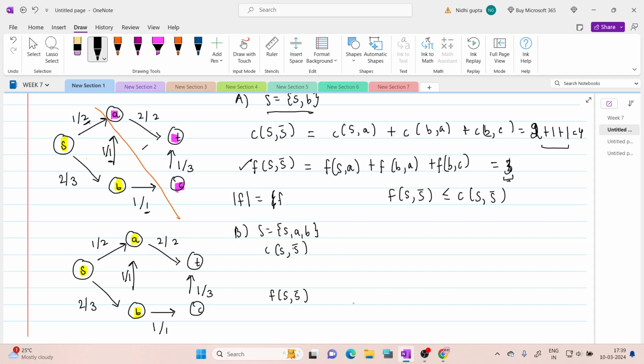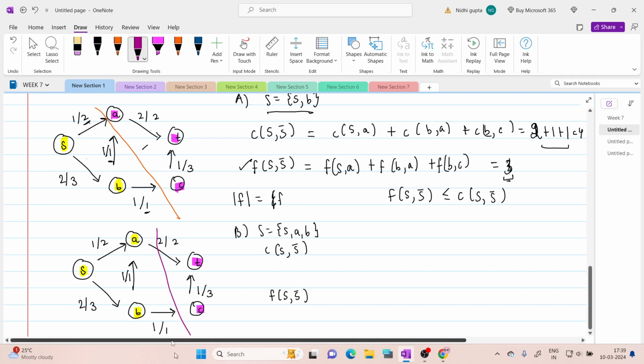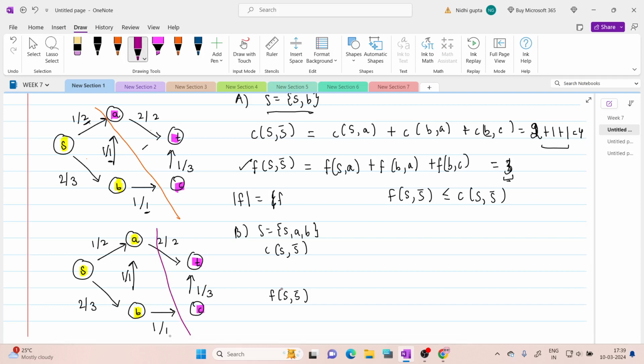Now if we take our cut to be SAB, so S has S, A, B, and this is the cut now. What is the capacity of this cut? There is an edge from A to T and B to C. The capacity is C of AT plus C of BC, which is 2 plus 1, 3.